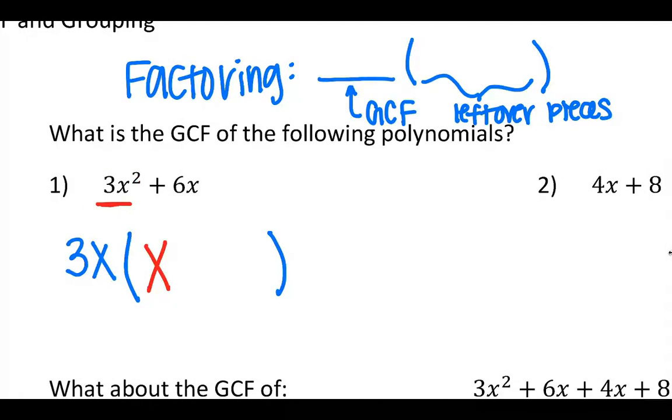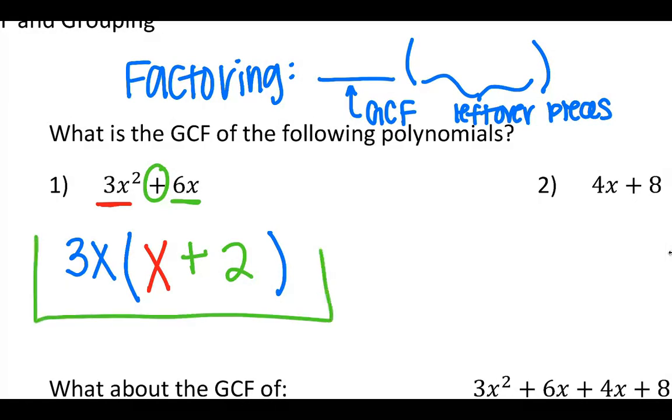Then I'm going to look at the next one, which is 6x. So 3 times what gives me 6? That would be 2. And I'm putting a plus sign here because there's a plus sign here. So 2. And then I have 1x down here already, and I only need 1x, so I'm done. So this would be the final answer.